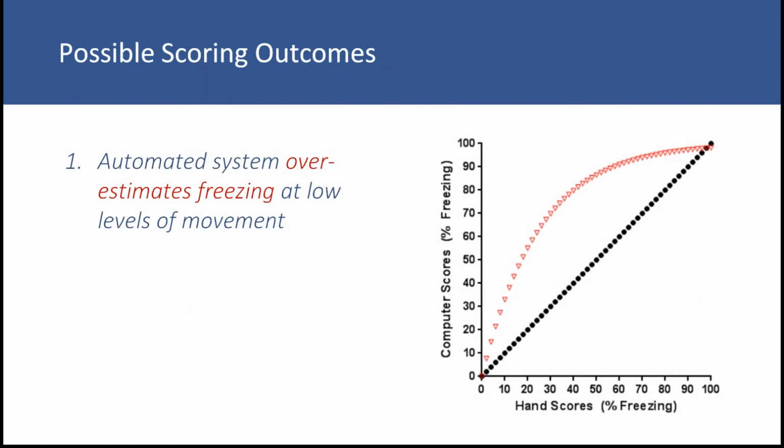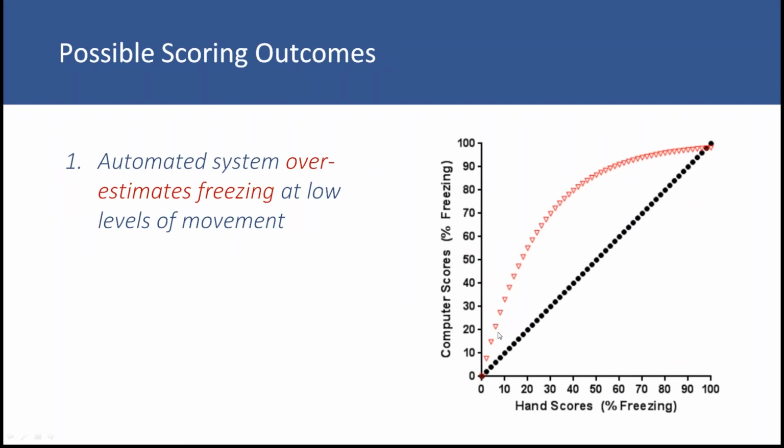Now, I want to look at some possible scoring outcomes here. These are some possible outcomes you can see when you're attempting to validate an automated system. The first example that we look at here is a system in which the automated system overestimates freezing at low levels of movement. In the graph here, I'm showing the ideal best fit of a perfect line in the black symbols again. So ideally, the system would score freezing like this, a perfect straight line passing through 0 on the y-intercept with a slope of 1.